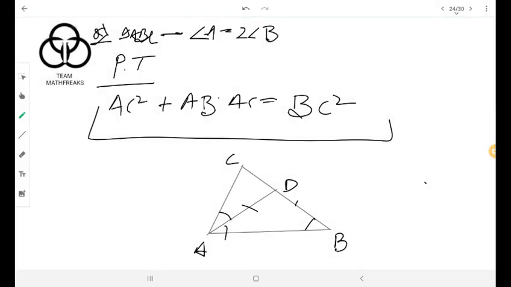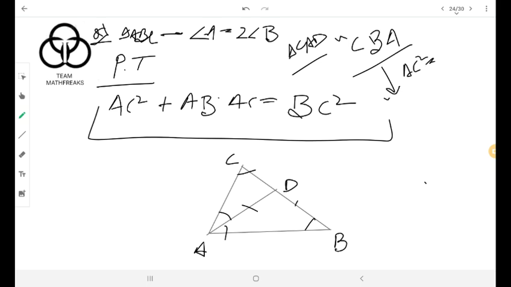Now you can easily prove that triangle CAD is similar to triangle CBA. How? Because angle C is common to both CAD and CBA, and angles CAD and CBA are equal. We just proved it. Now from this we can get AC square equals BC into CD. Let me do it fast. AC square equals BC into CD.